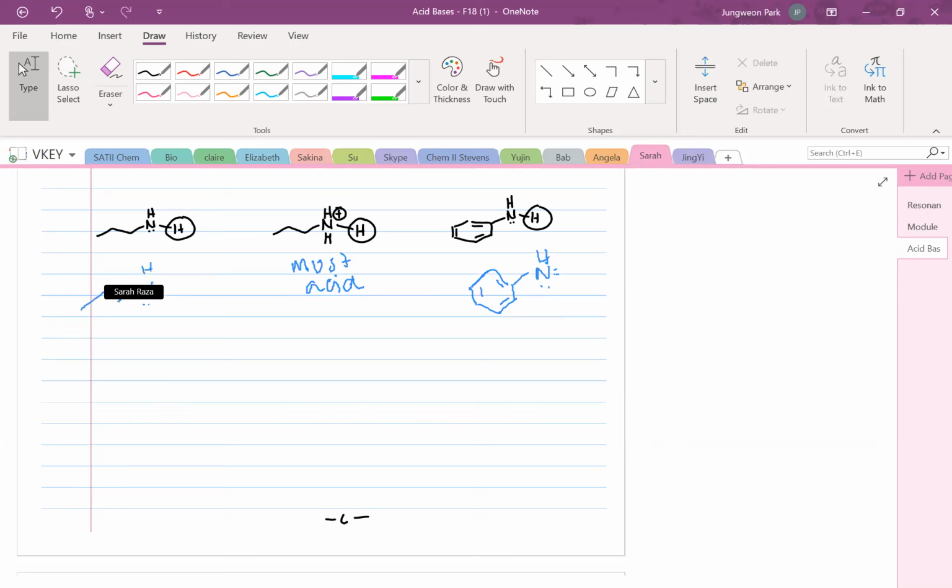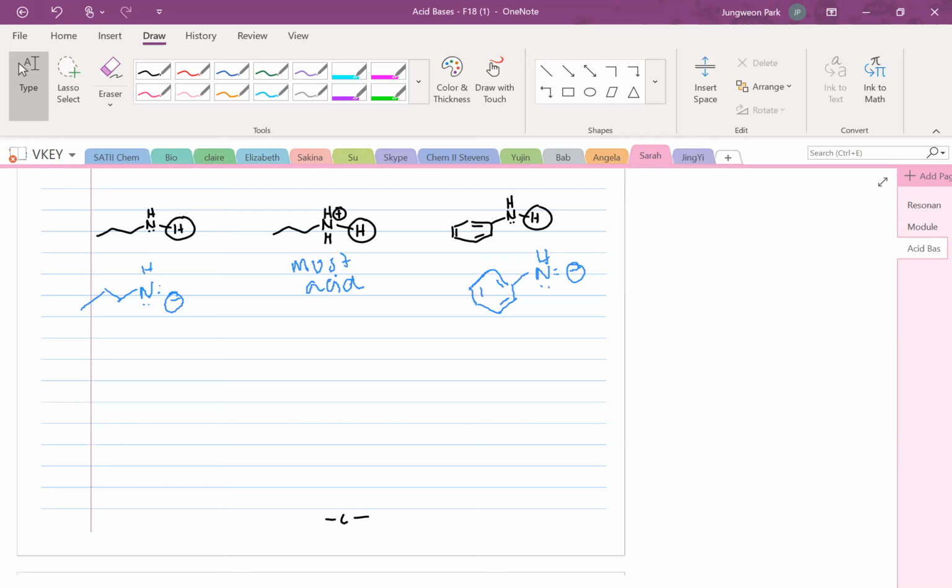Why do you think the second one is most acidic? Because it has a positive charge? Yeah. Because it means charge and the other ones are neutral, I think. Wait, yeah, they're neutral. I don't think the middle one is most acidic just because it has a positive charge.